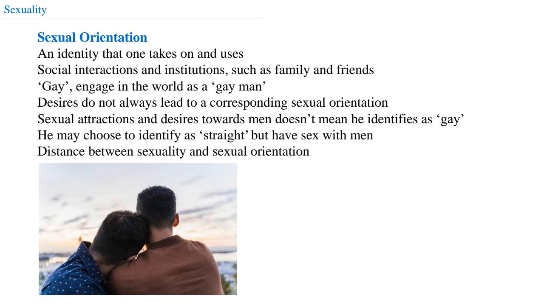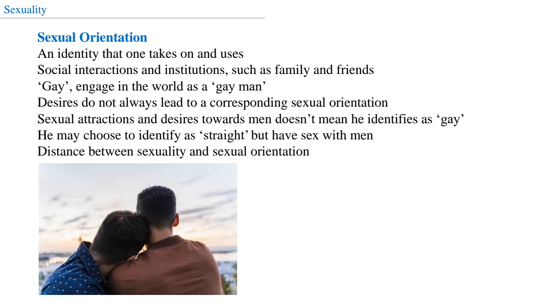Yet one's sexuality, that is one's desires, do not necessarily lead to a corresponding sexual orientation. So just because a man has sexual relations or sexual attractions and desires towards men doesn't mean he identifies as gay. He may choose to identify as straight but have sex with men. So in countries like Australia, we struggle to understand how there can be a distance between sexuality and sexual orientation.